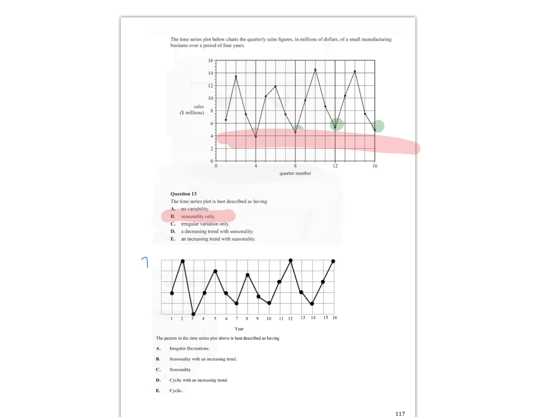Okay, the last one. The pattern in this time series is best described as... Is this a repeat? Oh, I thought it looked exactly the same. Maybe not. All right, yep. What's it best described as? What do we think? This one, I think it doesn't peak at the same time, does it? No. So I think this one's just A, irregular fluctuations.